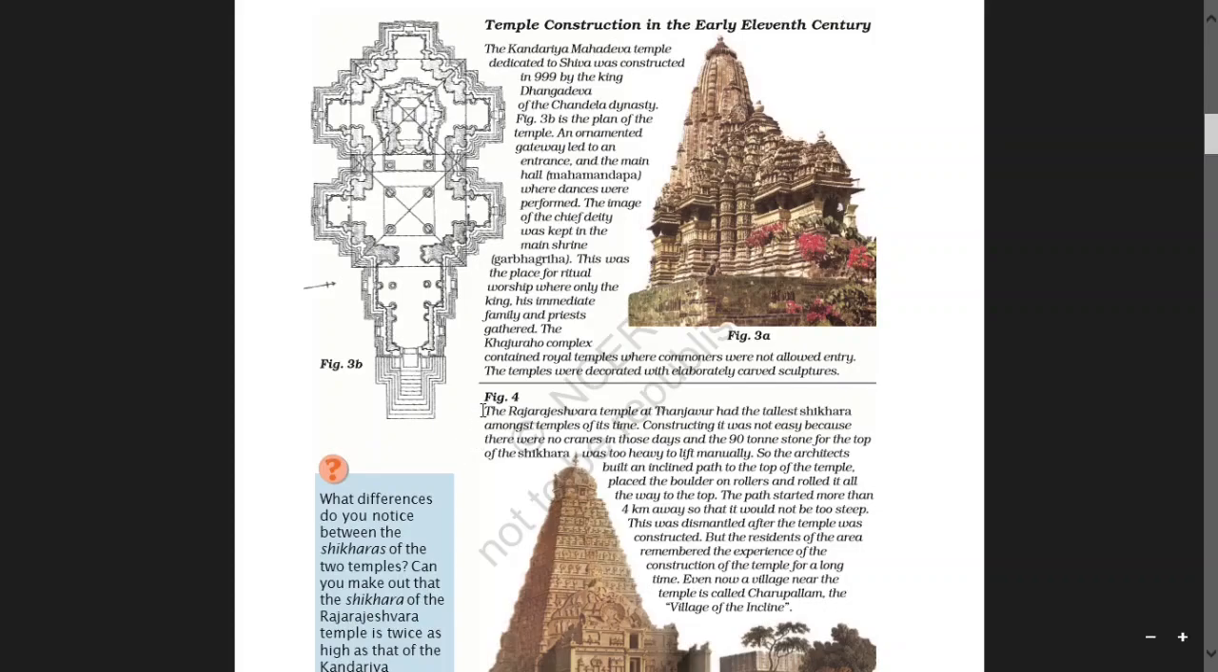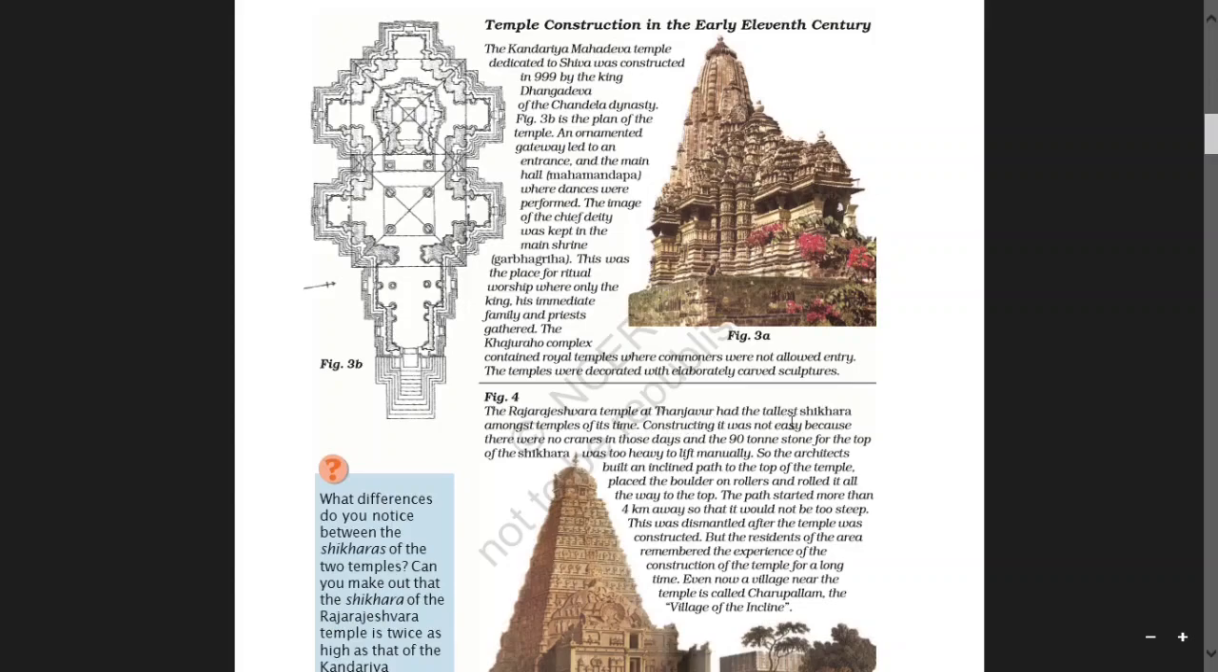Then see figure 4. The Rajeshwara temple at Tanjavur had the tallest shikhara amongst temples of its time. So Rajeshwara temple, which is there at Tanjavur, it had the tallest shikhara. Tallest shikhara means a spire, okay, on a Hindu temple, amongst all the temples of its time.